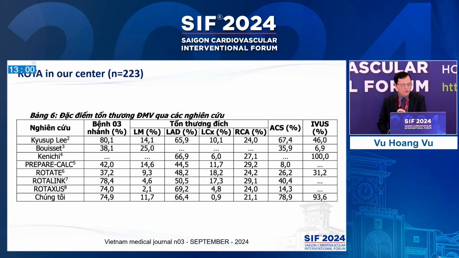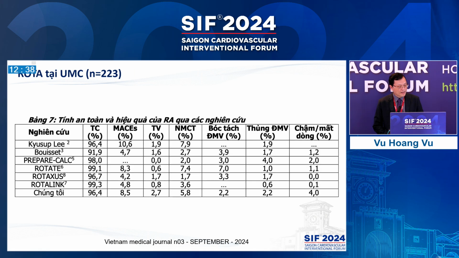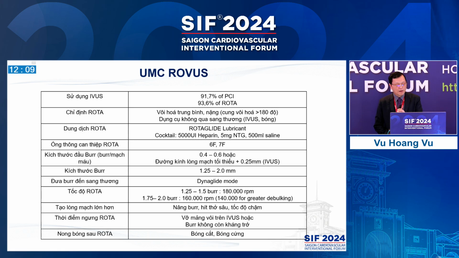And this is our center. So far we have over 223 patients with rotablation in 5 years. IVUS penetration is 93.6% in our center, and triple vessel disease about 75%. The success rate of rotablation in our center is 96%, slow flow 4%, vessel perforation about 2.2%, mortality 2.7%, and total in-hospital MACE about 8.5%.